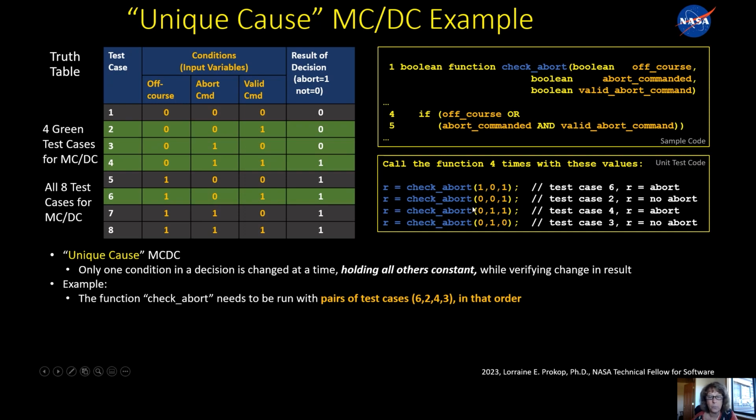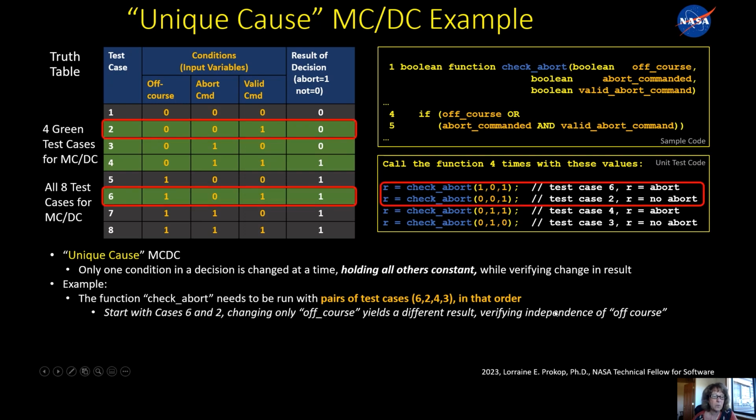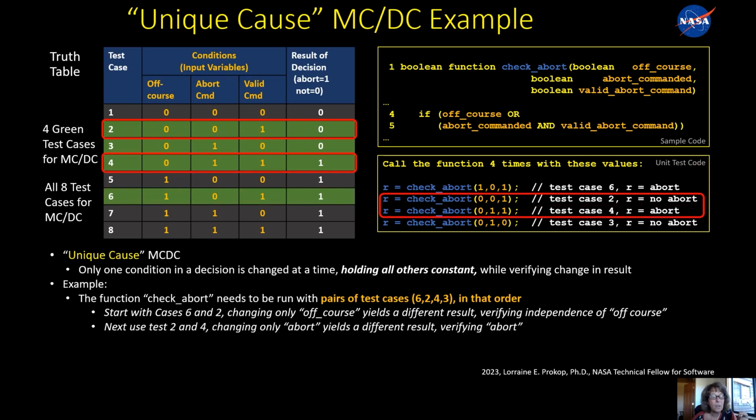And I'm going to go through this, but what you really need to do is exercise pairs of tests. First 6 and 2, then 2 and 4, then 4 and 3. So you start with 6 and 2, and it has to be in that order. 6 and 2, in those 2 cases, only off course changed, and the result also changed. So by testing those 2 in a pair, you verify that off course independently affects the outcome.